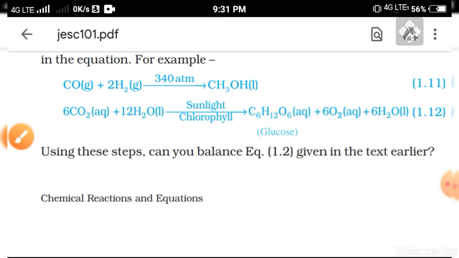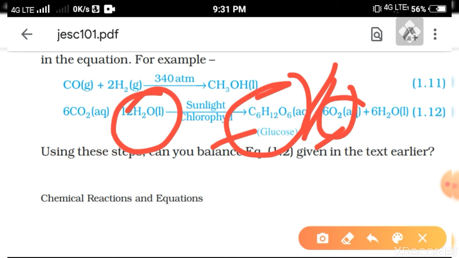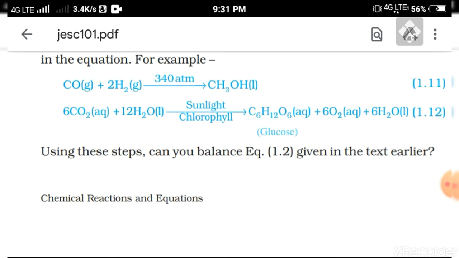So in the presence of sunlight and chlorophyll, what is formed? Glucose, C6H12O6. This is also found in aqueous form, meaning it is dissolved in water. Water is present there, and O2 oxygen gas is also present because here are the water molecules. So it is found in aqueous form, and water is also released, 6H2O, in liquid form. Understand? So this is known as photosynthesis.